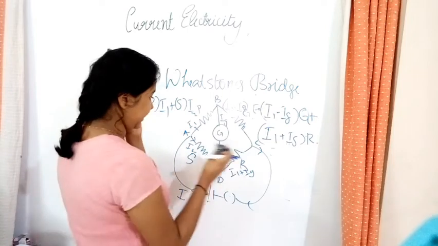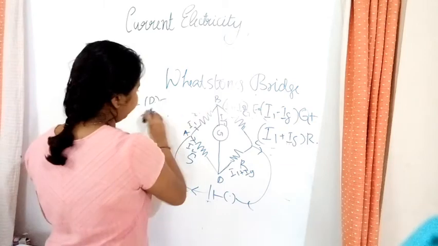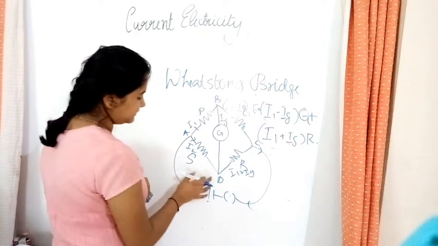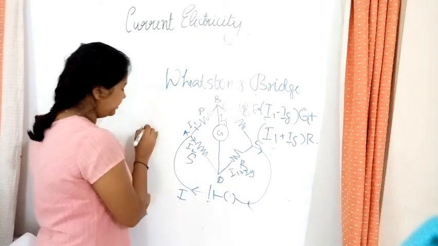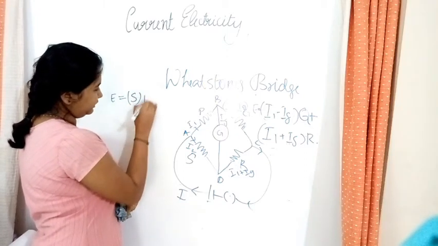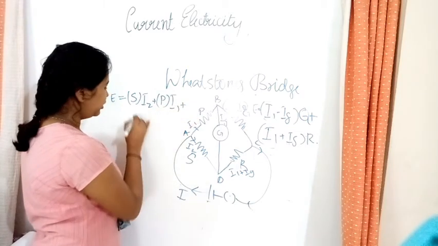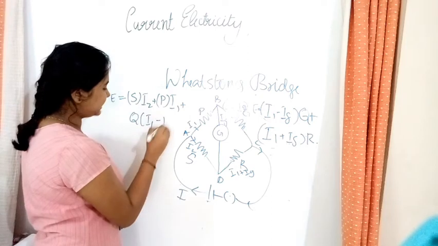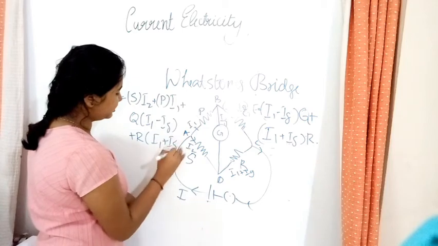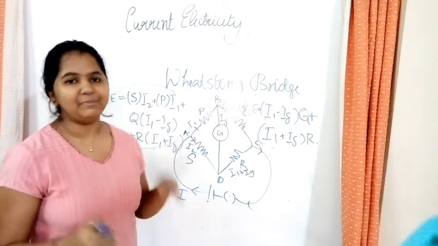Next we'll see ABCDA. Let's see what that is. For ABCDA, let's write it over here. This is P. So E is equal to S into I2 plus P into I1 plus Q into I1 minus Ig plus R into I1 plus Ig. That is the total EMF of the whole cell. So that is all to talk about Wheatstone's bridge.